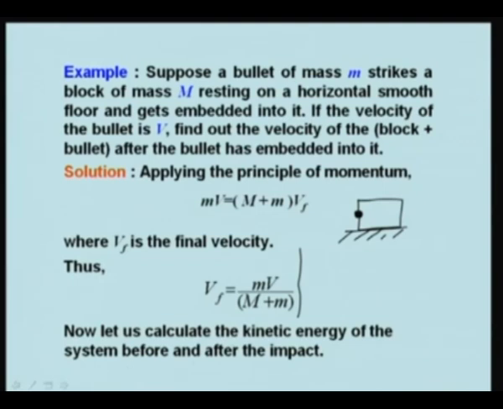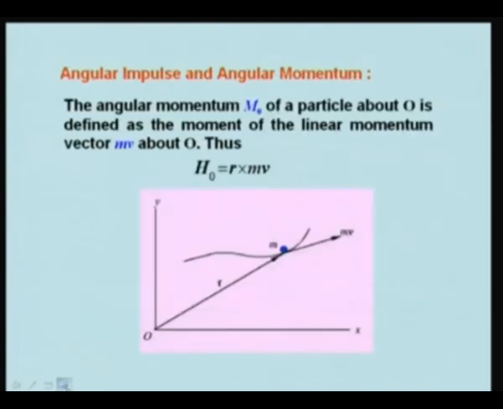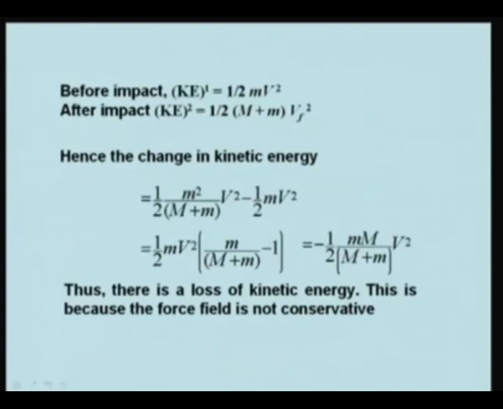Therefore, in the beginning, the kinetic energy was only half m v square. After the impact, the block is moving with velocity mv over (m plus m). So, half (m plus m) times m square v square divided by (m plus m) whole square. This gives you half m square over (m plus m) v square minus half m v square.